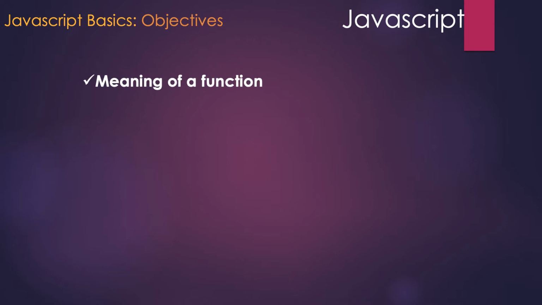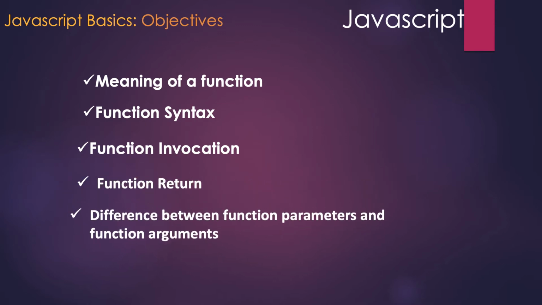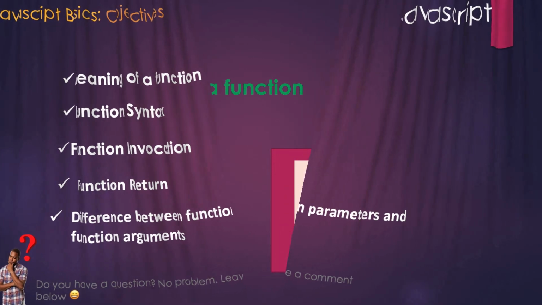Okay, so in today's lesson we will talk about these objectives. 1, meaning of a function. 2, function syntax. 3, function invocation. 4, function return. 5, difference between function parameters and function argument. Okay, so if you're able to understand all these points I've listed above, you'll find yourself very easier as you move on to this course. Okay, so now let's see the meaning of a function.